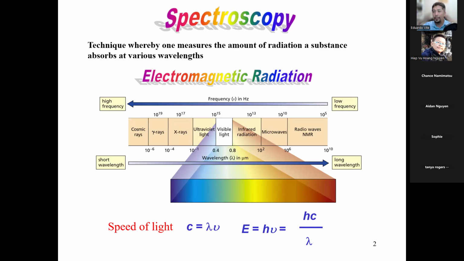Light is a wave, and it moves up and down in waves, and sometimes it's a long wave like a radio wave, and sometimes it's a very high-frequency wave like a cosmic ray or a gamma ray. So, any questions about electromagnetic radiation?